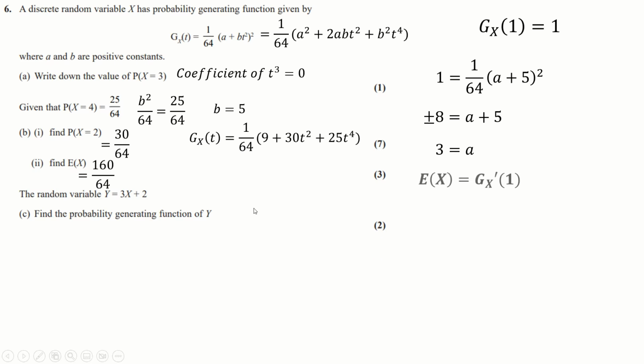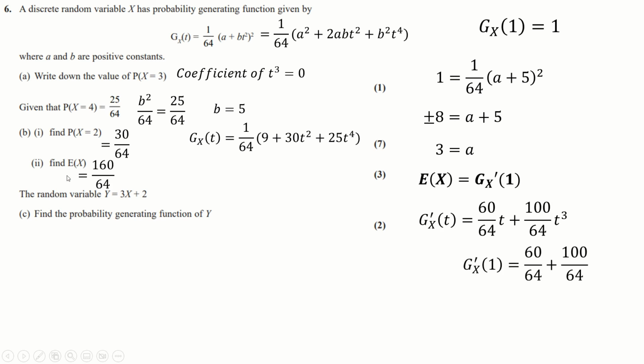Alternatively, you could remember this result, which is in the textbook, but not in the formula book anywhere, which is that E(X) is equal to G_X dashed evaluated at 1. So you just differentiate this result here. And I hope you can see when you put in 1 to that, you're going to get the same number that I did here.